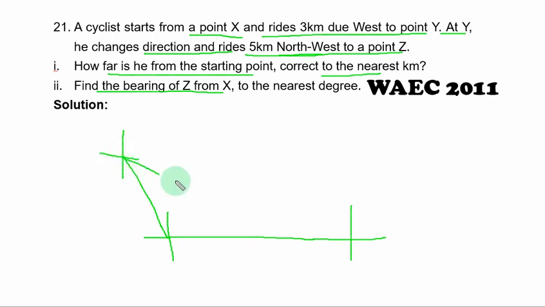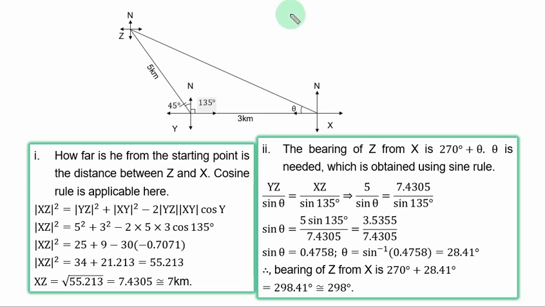We can join these points together. So here is 5 kilometers. This line should be longer than this because this is 3 kilometers. You label accordingly and you find the required parts of the question. You have the diagram well labeled. You have S, you have Y, and you have Z.